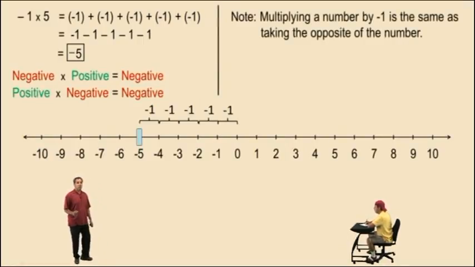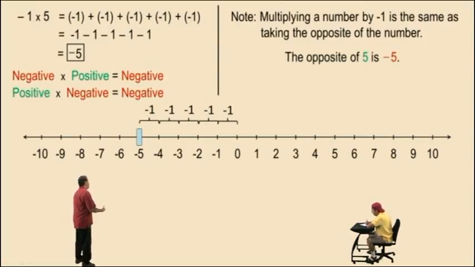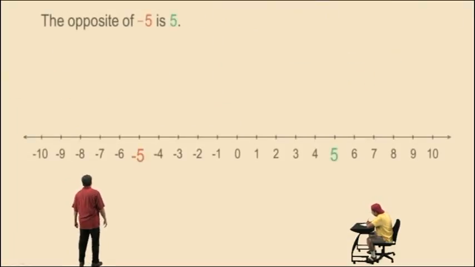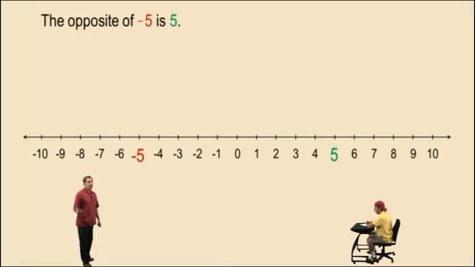And again, let's repeat this note. Multiplying a number by -1 is the same as taking the opposite of a number. So the opposite of a +5 is -5. And so if we take -1 and multiply by +5, the result is -5, because the opposite of 5 is -5. Okay, let's talk about a negative times a negative.